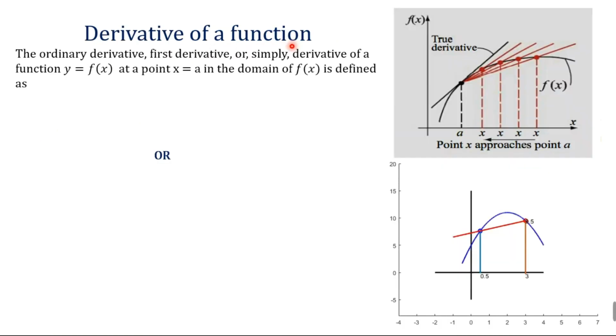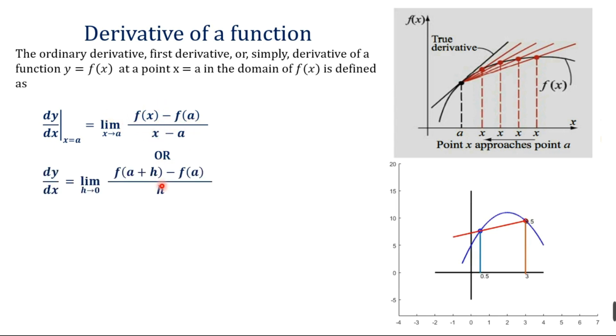Derivative of a function. The ordinary derivative, first derivative, or simply derivative of a function y equals f of x at a point x equals a in the domain of f of x is defined as the derivative of y with respect to x at the point x equals a, which is equal to the limit as x approaches a of f of x minus f of a divided by x minus a. We can also write this with an increment h, as h approaches 0.